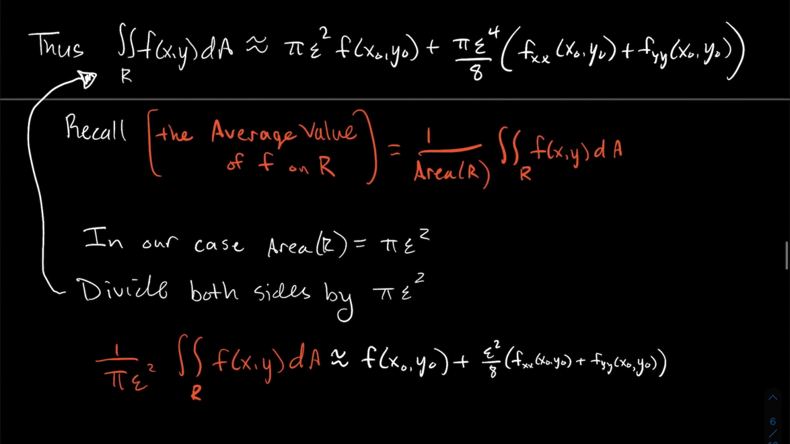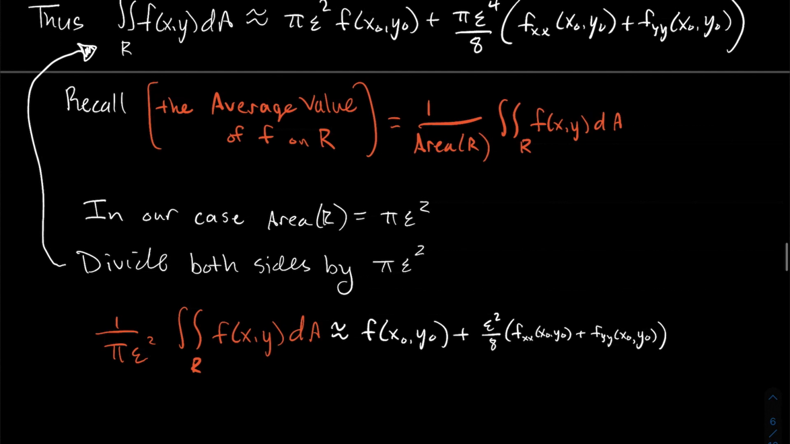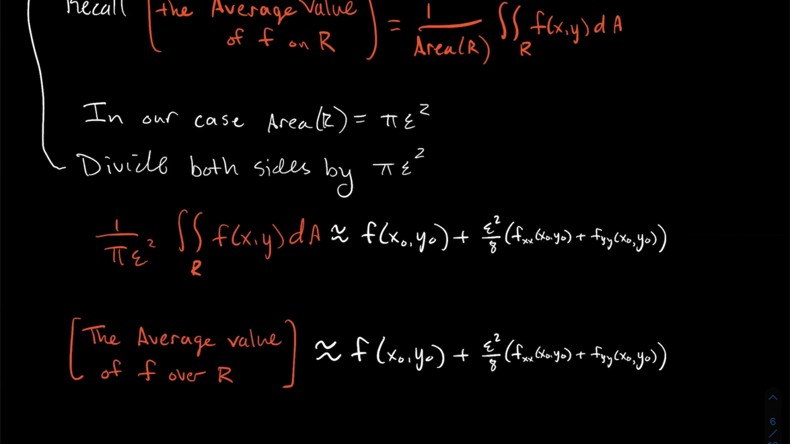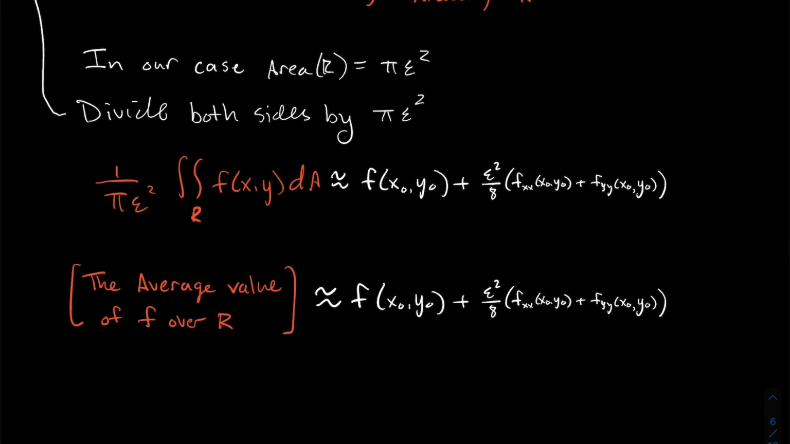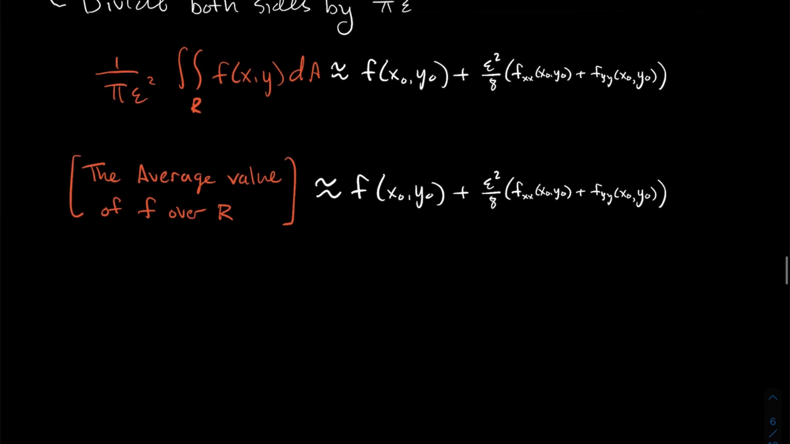On the left, you're going to get 1 over pi epsilon squared times your integral. And on the right side, if you do some cancellations with the pi epsilon squareds, you just get f of x naught y naught plus, and I think I did this right, epsilon squared over 8 times the sum of those two second partials. So in all, the average value of the function over this disk is approximately equal to the value at the center plus some scalar multiple of the sum of the second partials at the center. Great. Why is this cool? We're still getting there.